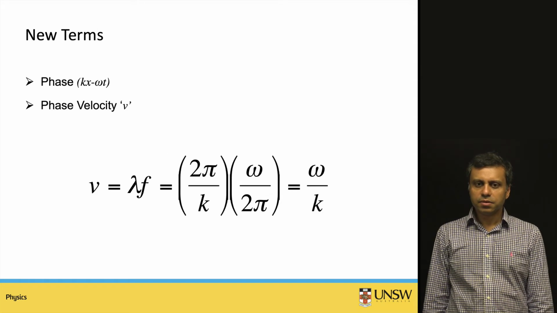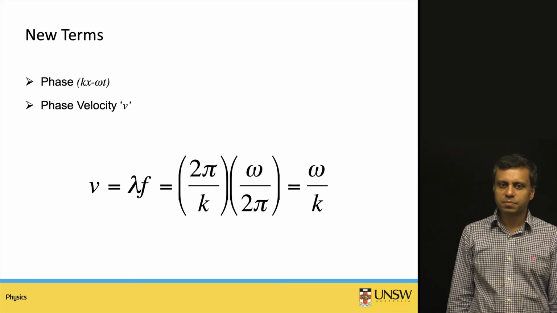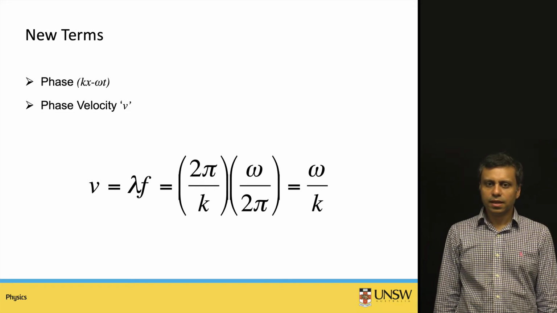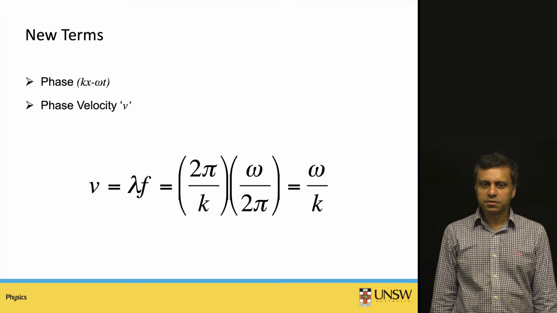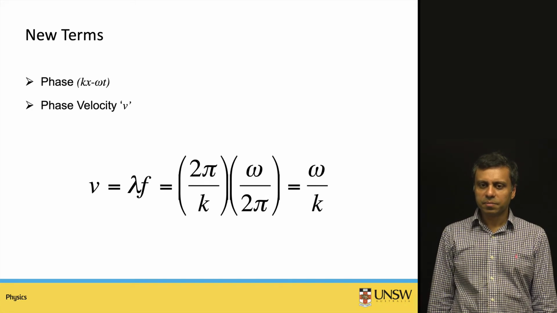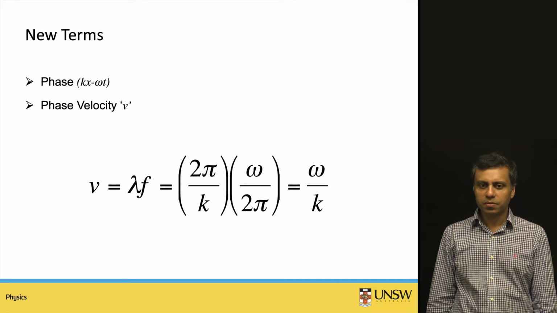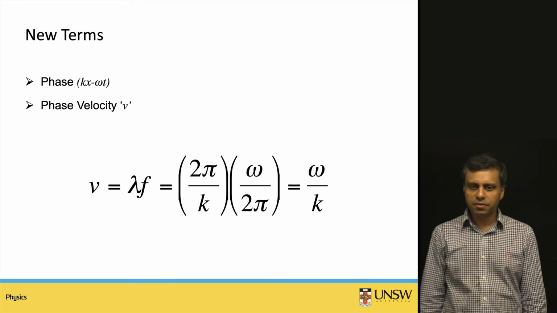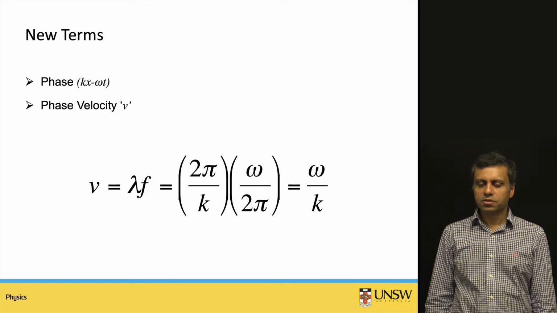So then we encountered some new terms. In this case, the phase is given by kx minus omega t. This is the angle theta basically. And then the phase velocity v equals f lambda. This can be expressed in terms of omega and k also. After some manipulation, we see that this equals omega over k. So the phase velocity v equals omega over k.